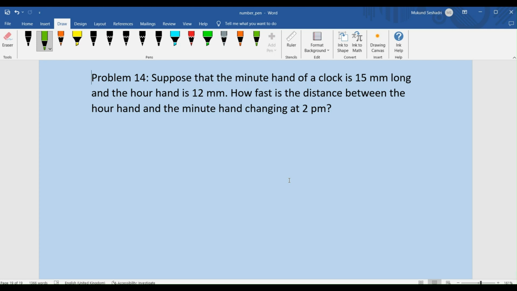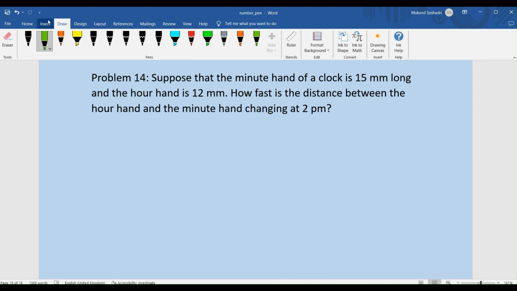So today we have an interesting problem in front of us. Let's take a few seconds to read through the problem. Suppose that the minute hand of a clock is 15 millimeters long and the hour hand is 12 millimeters. How fast is the distance between the hour hand and the minute hand changing at 2 p.m.?